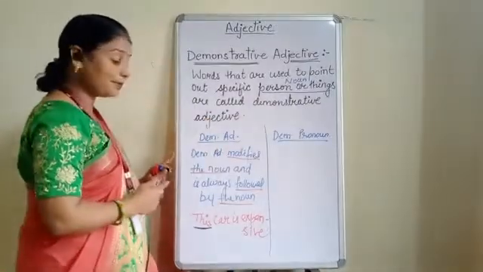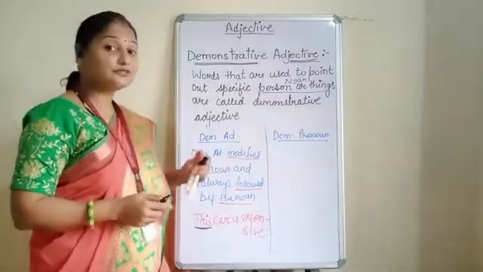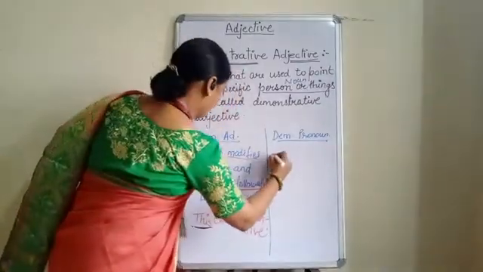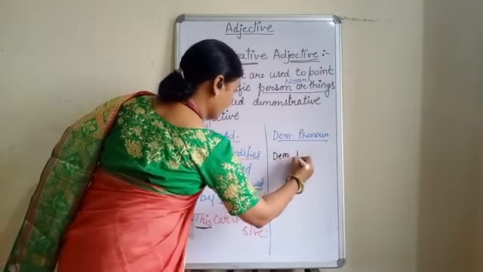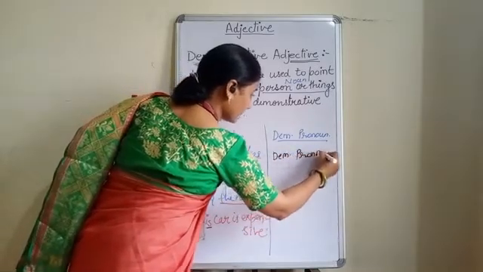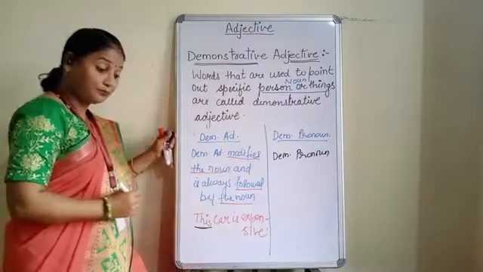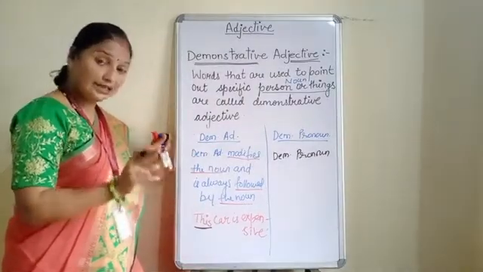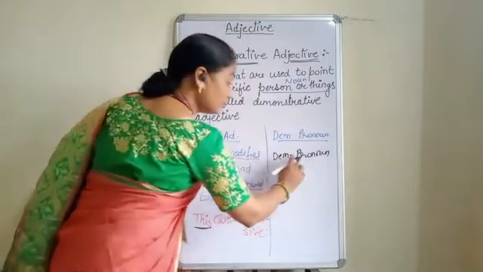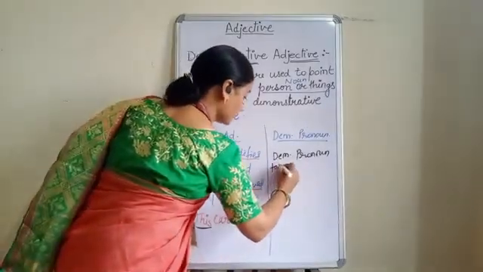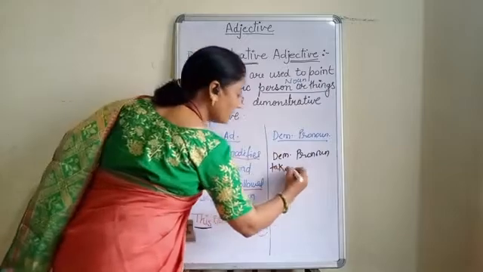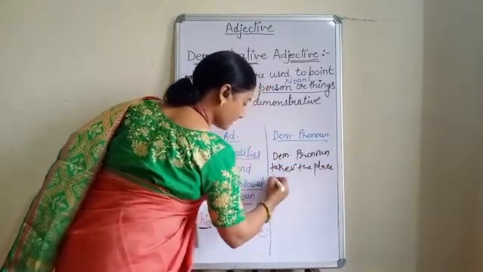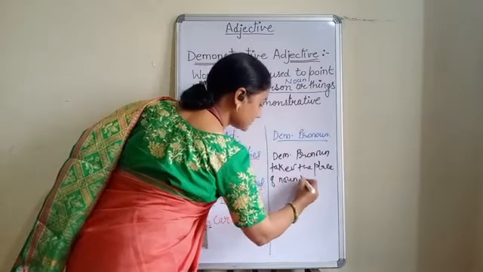Now see what happens in case of demonstrative pronoun. Demonstrative pronoun, okay, takes the place of a noun phrase. Now see the difference. Demonstrative pronoun takes the place of a noun phrase.